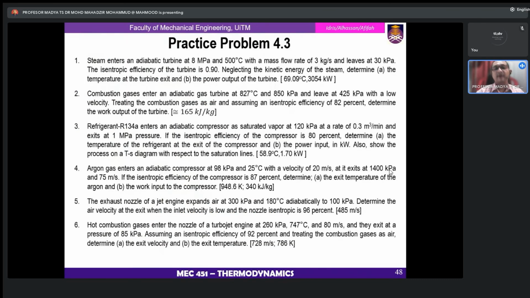This is the practical problems. All the practical problems you can do yourself as your exercise. They also have the answer at the end of the questions. So try to do it yourself. If you have a problem, ask me in the tutorial.